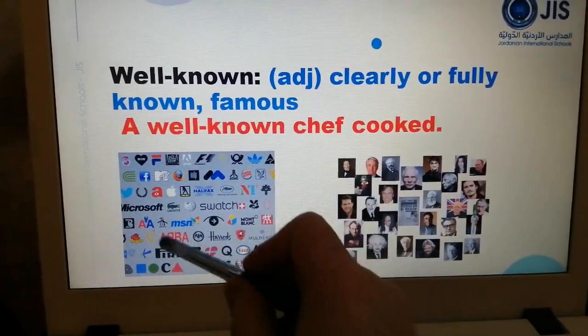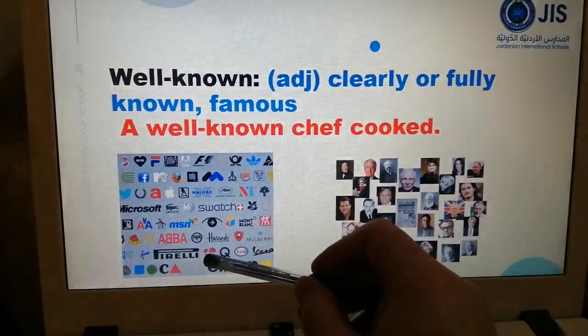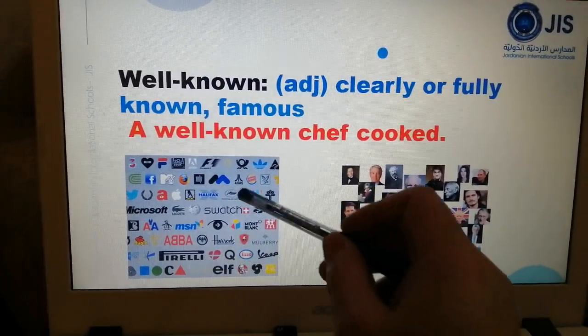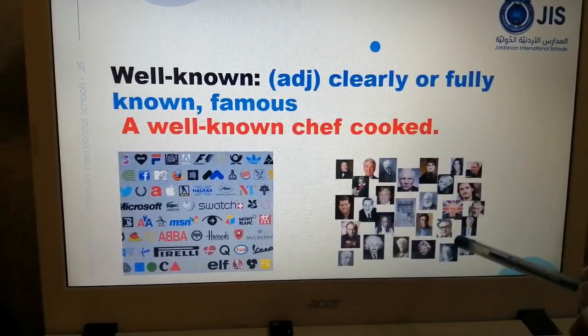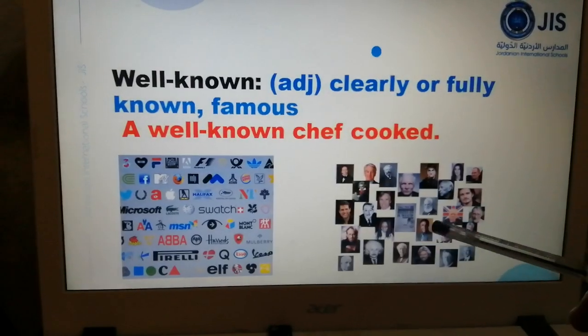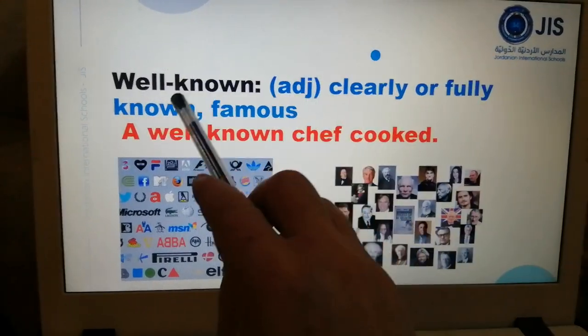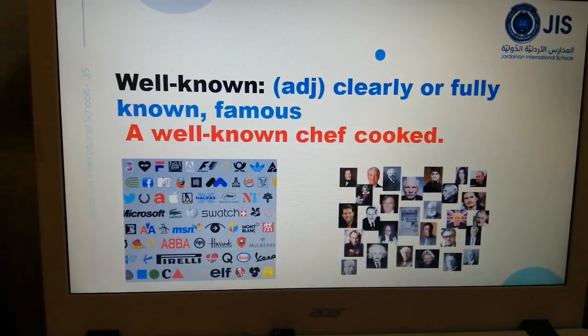A well-known chef cooked, which means a famous chef, okay? For example, here we have well-known trademarks, or well-known brands or symbols. Here we have well-known people around the world, which means famous, okay? And it's a hyphenated compound word.